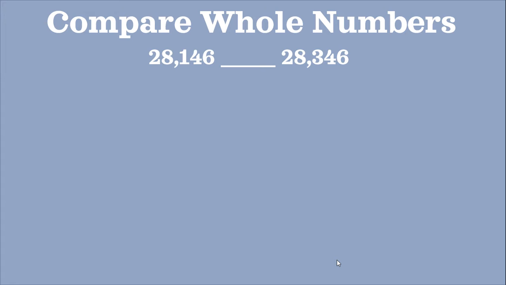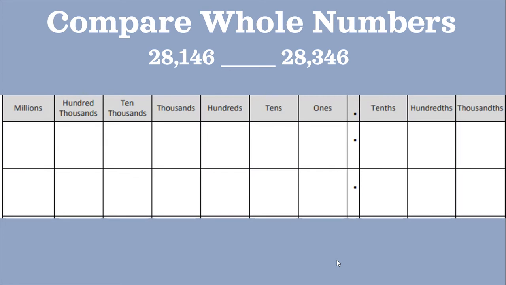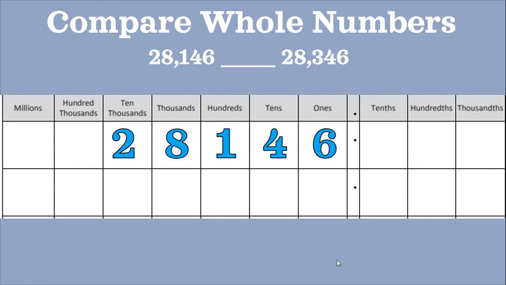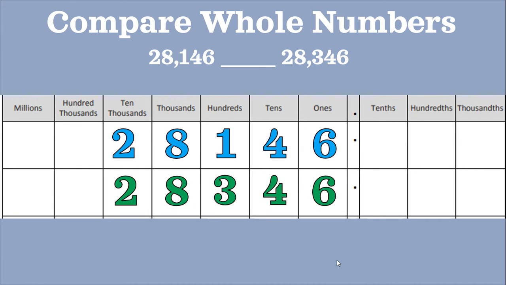We have 28,146 compared to 28,346. We're going to start by having our place value chart. Now we're going to insert each of those numbers into the place value chart. When we're comparing numbers, we want to start by comparing the biggest place value. So in this case, the 10,000s place is the biggest place value. So we're going to start by comparing the 2s in the 10,000s. Both numbers have a 2 in the 10,000s place, so we can move on to the next place value.